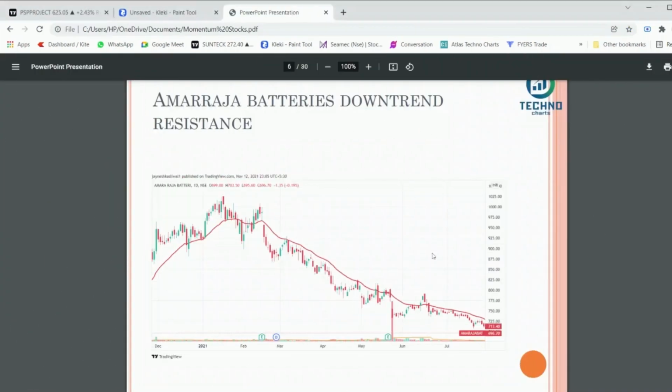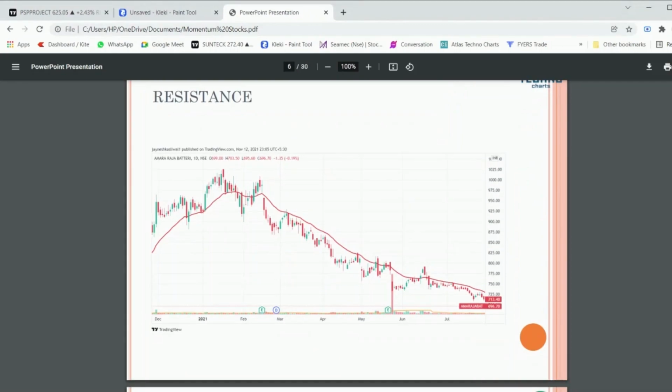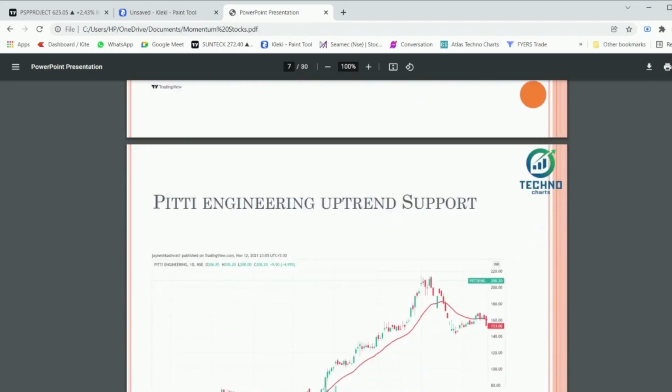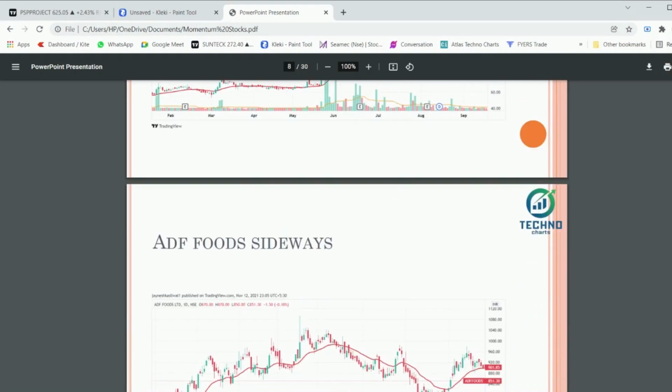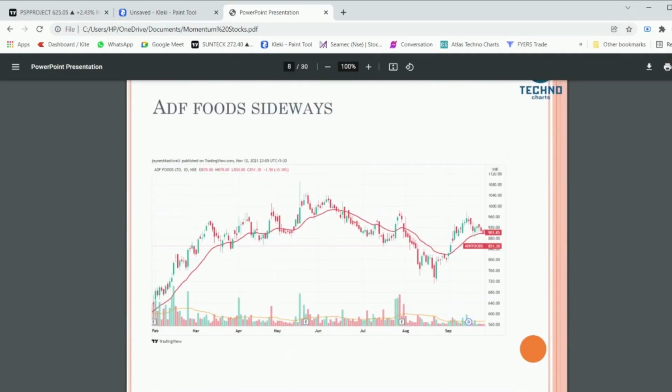In this presentation, we can see how the moving average acts as support and resistance in a trending stock. For example, in Amara Raja Battery, we can see that the stock is falling continuously, and hence the 21 EMA is acting as a resistance to that stock. Similarly, in the example of PTC Engineering, where the stock is trending upwards, the stock is always pulling back to the moving average and again trending upwards. So that was an example of an uptrend. And in ADF Foods, the moving average is staying sideways, and hence the stock price is moving around the moving average. So we are only going to select stocks that are in a clear uptrend.